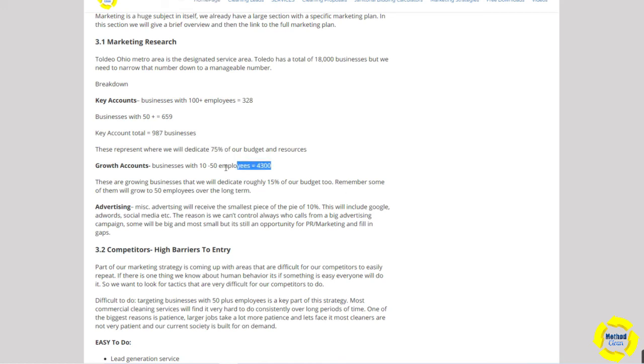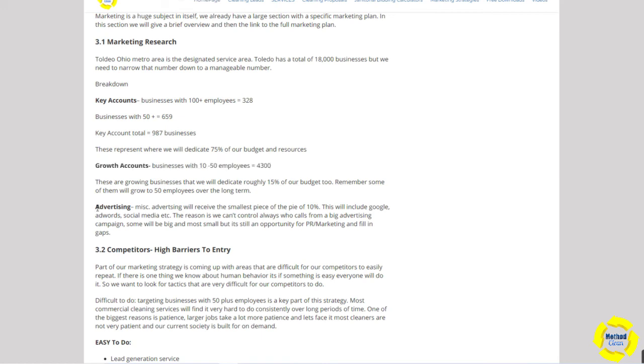Next will be our growth accounts. And growth accounts are smaller businesses, smaller accounts that we hope will grow into larger accounts later on down the road. We also want these, and there's 4,300 of them.